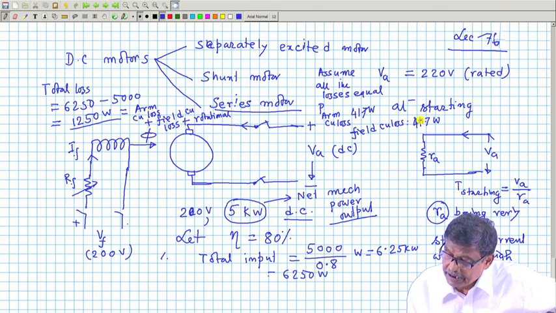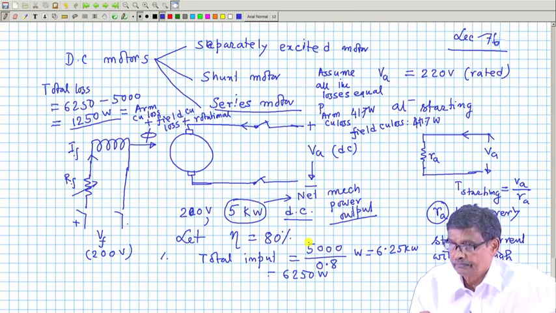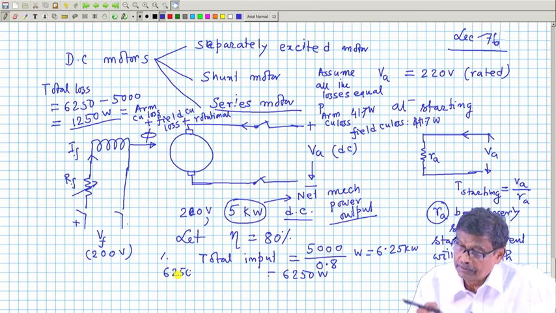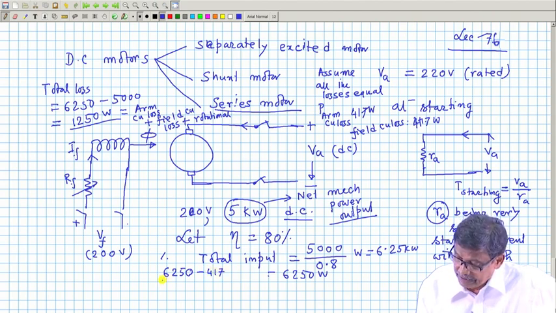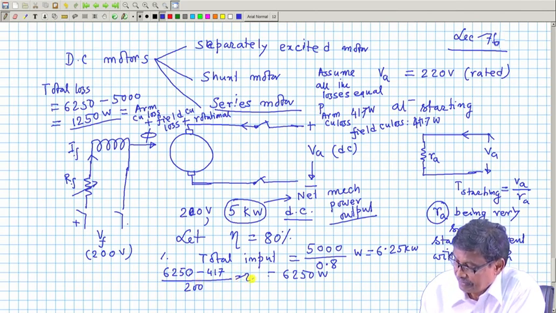Now, tell me what will be the rated armature current from this data. The input power minus the field copper loss will be the power going to the armature. So, 6250 minus the field copper loss, which is 417, divided by 200, gives 29 ampere, say 30 ampere. This will be the armature current.